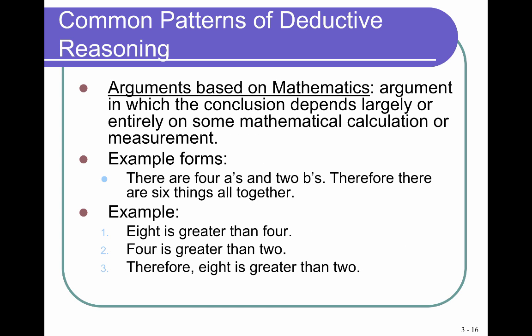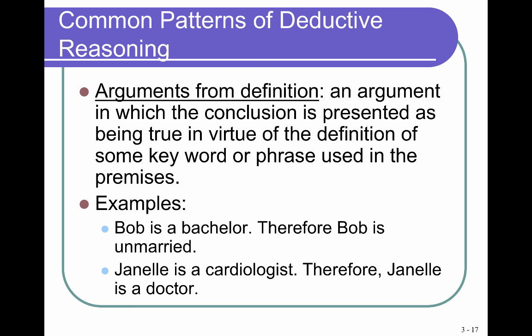Mathematics is deductive by nature. Math seeks to find a single answer to a problem. It's a model of logical step-by-step reasoning. So generally speaking, if there's an argument in which math or some mathematical calculation or measurement is involved, you can assume that it's a deductive argument. As you can see in these examples, the conclusion follows necessarily from the premises. There are 4 A's and 2 B's, therefore there are 6 things altogether. 8 is greater than 4, 4 is greater than 2, therefore 8 is greater than 2. These are deductive. The final type of deductive argument is argument from definition.